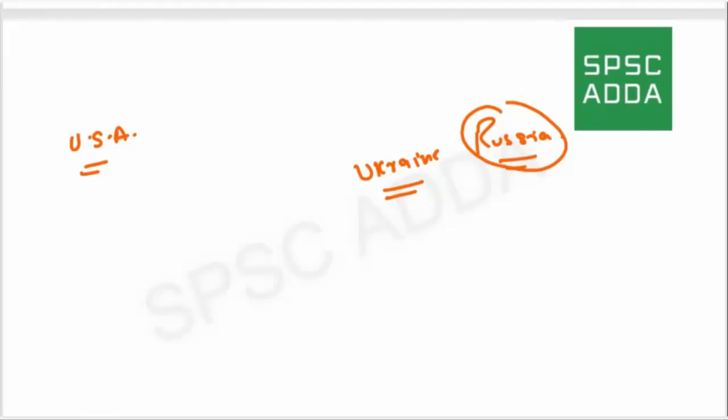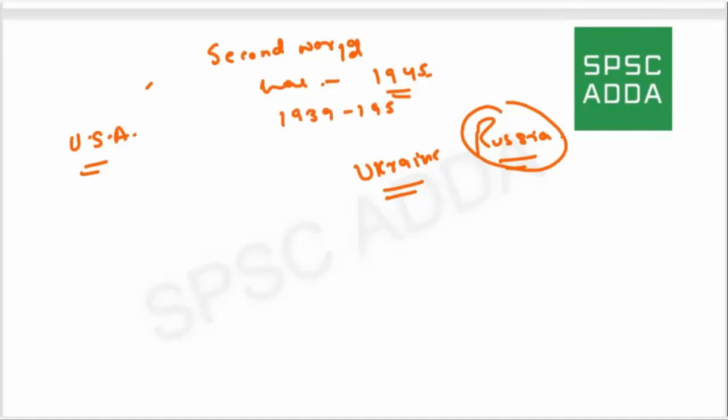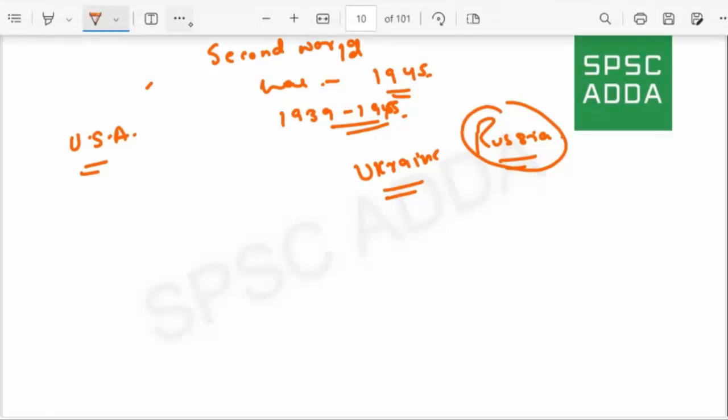What is NATO? He correctly answered: North Atlantic Treaty Organization. Very good. I'll tell you something. The Second World War ended in 1945. So from 1939 to 1945, there was the Second World War. After the Second World War, there were two major powers in the world.